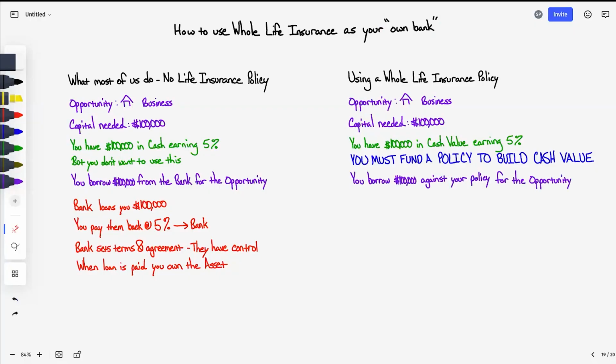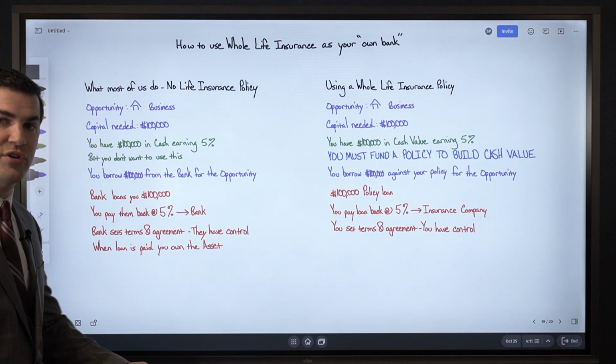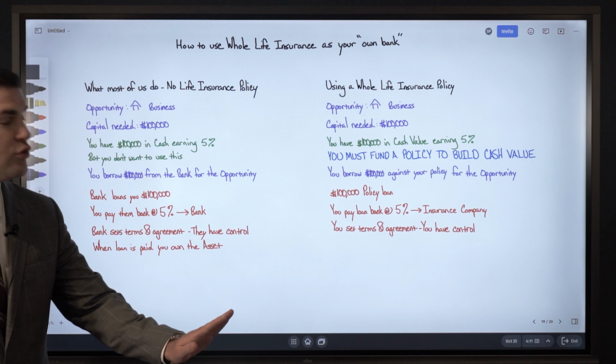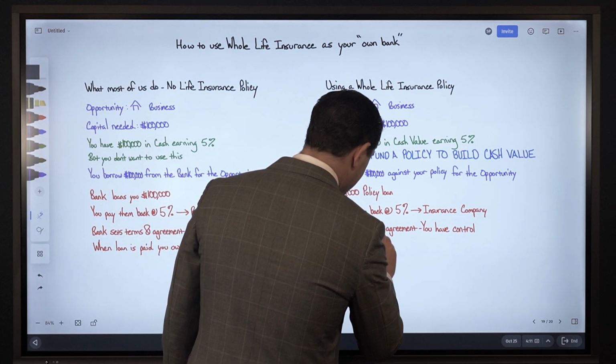So you borrow $100,000 against your policy, specifically the cash value for this opportunity. So with this example, you're not going to a bank. Instead, you're using the cash value that you've built up over time. So now you've got a $100,000 policy loan. We'll assume that you pay this loan back also at 5%. The 5% cost to borrow goes to who? The insurance company. Whenever we pay interest on a policy loan, that is money that goes to the insurance company. They do make money in that respect. However, who sets the terms?